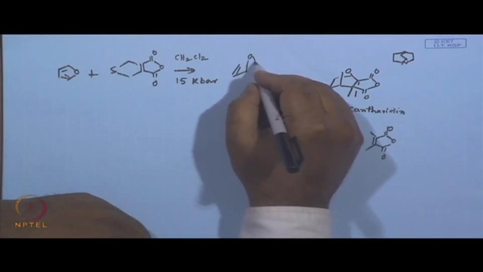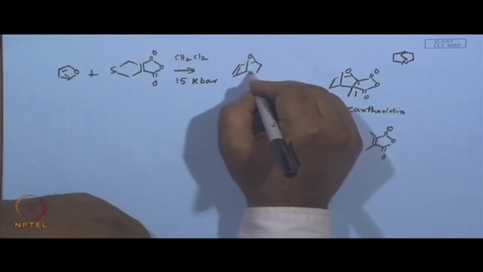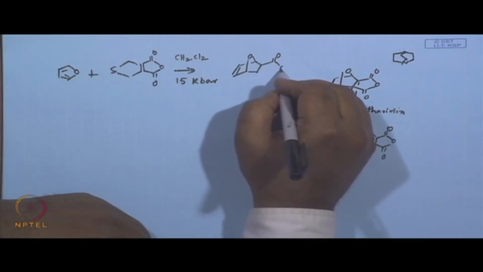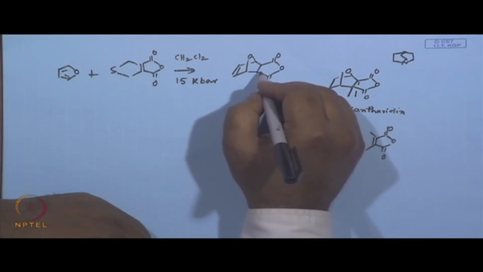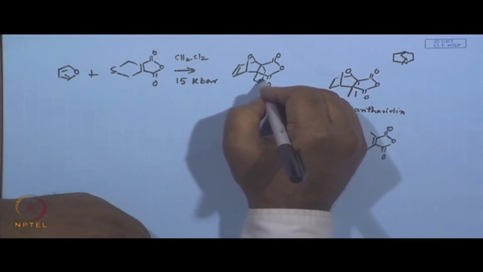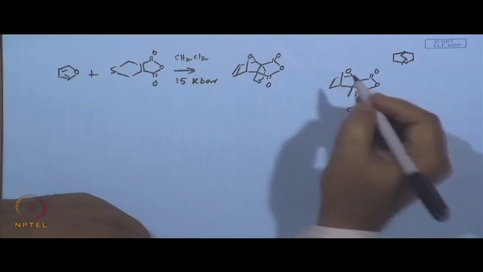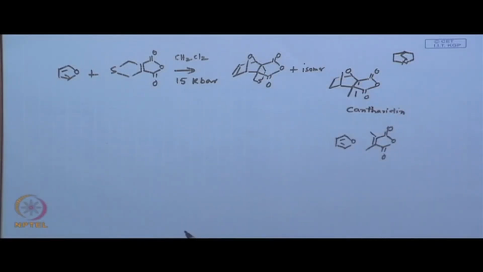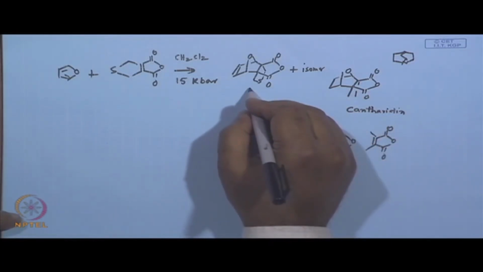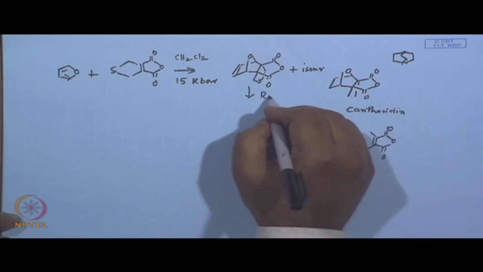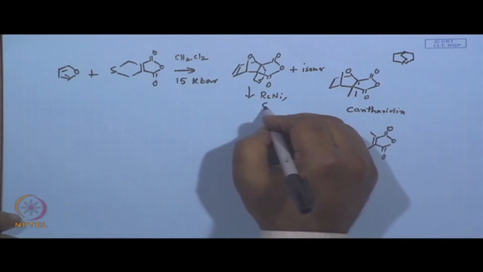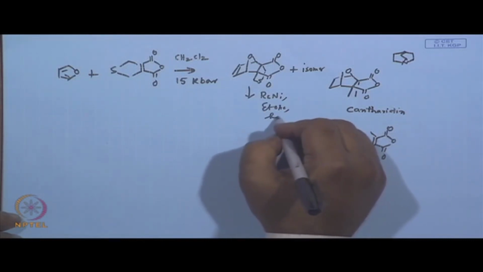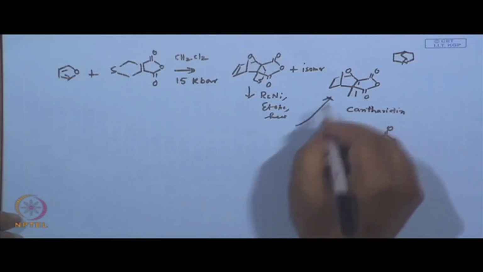And as you can expect, there is a little problem. It was not endoselective, it was actually exoselective, and this was the major product. The other one was the isomer, the endo isomer. And now what? Raney nickel, the other solvent is ethyl acetate, and of course a little heat, and you get this product.